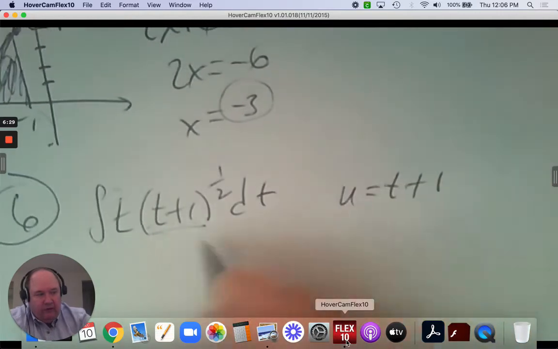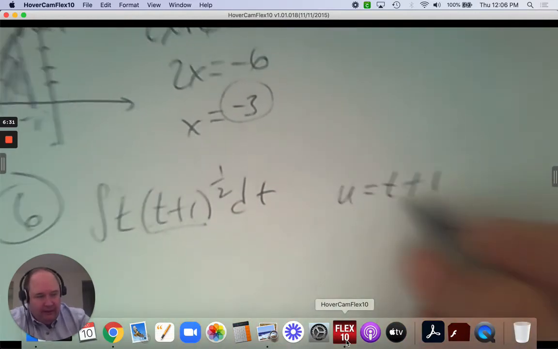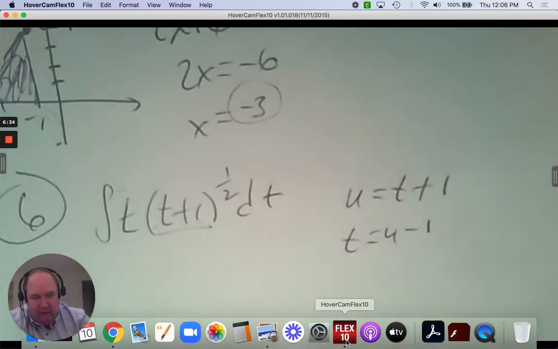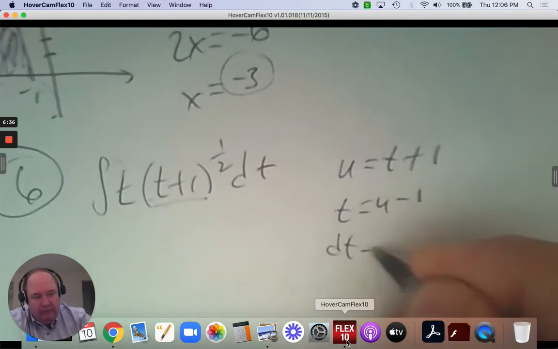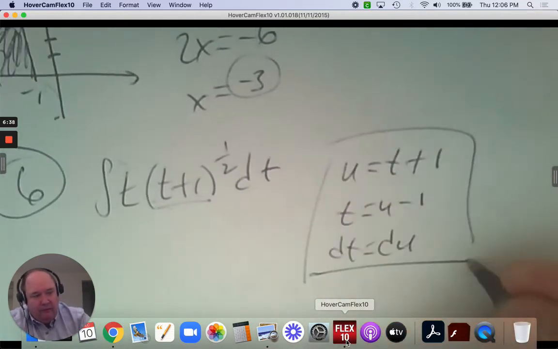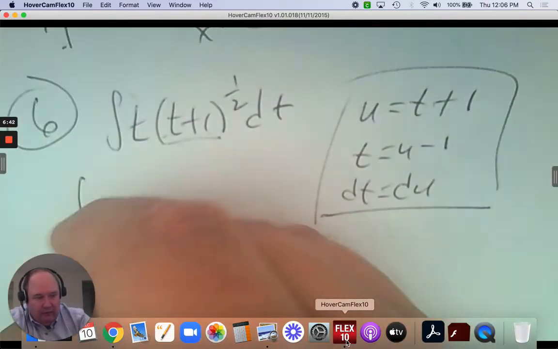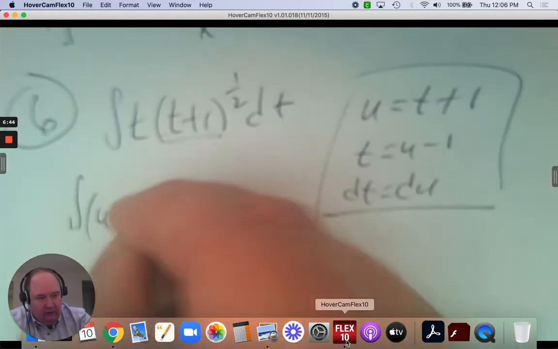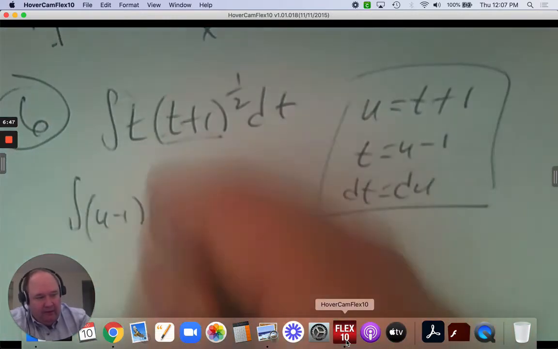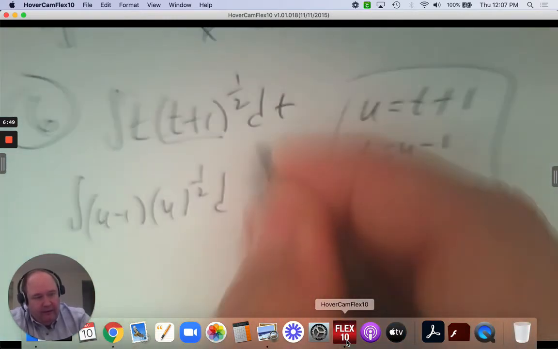So I'm going to let u equal t plus 1. I'm going to get t by itself by subtracting 1. And then take the derivative of both sides. So then I have the values I need for u substitution right there. Come back to the integration question. T is u minus 1. T plus 1 is u. And then dt is du.